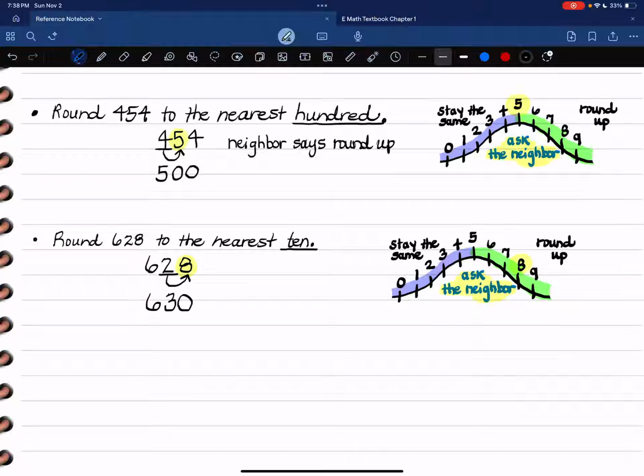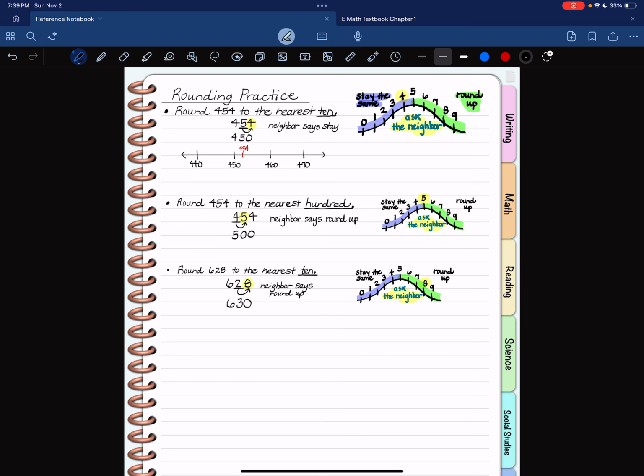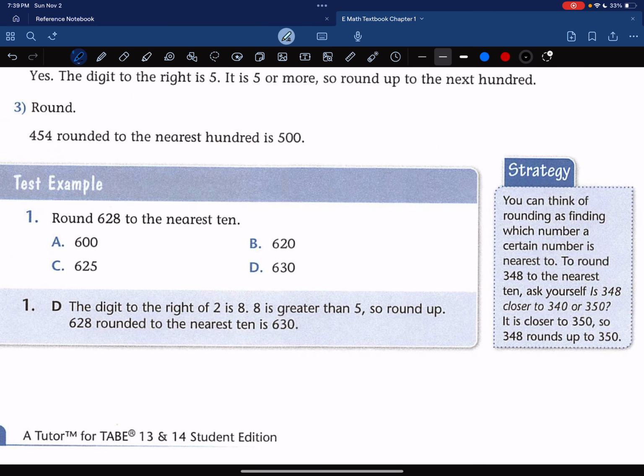628 to the nearest 10 is 630. Because the neighbor said, round up. The neighbor is calling the shots. Whatever the neighbor says to do, you do to the underlined number. Okay, let's check ourselves. It is option D, and that is correct. It's rounded to 630.